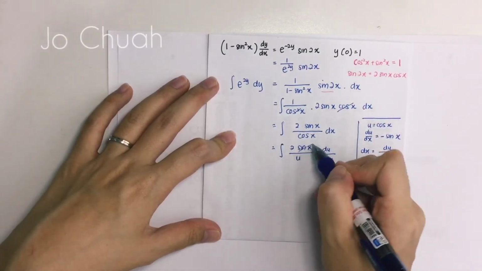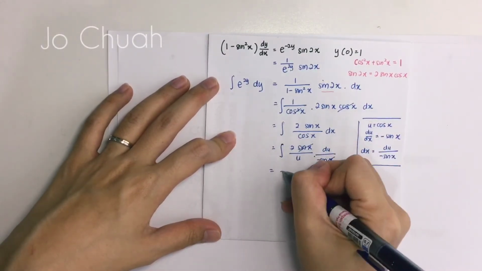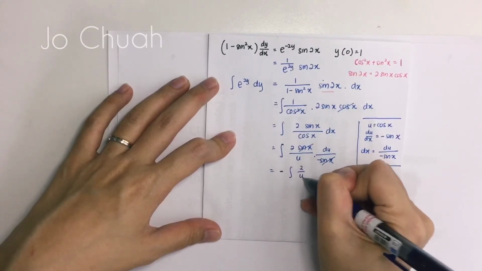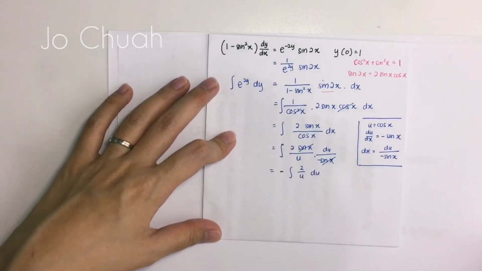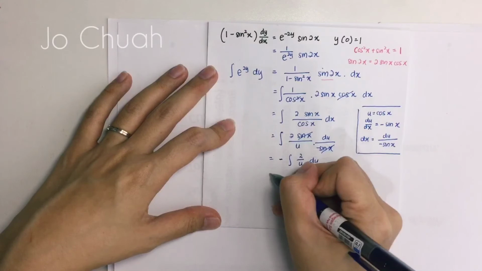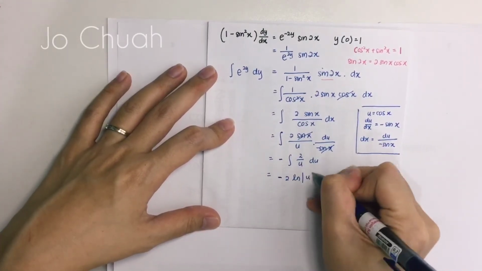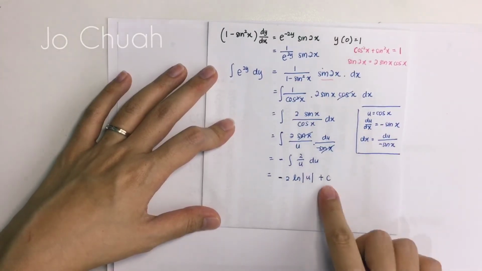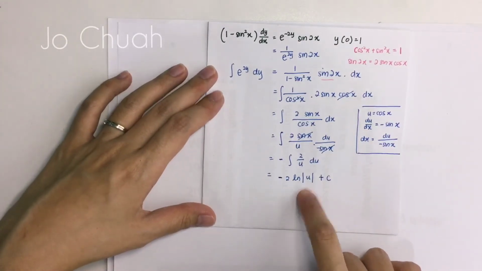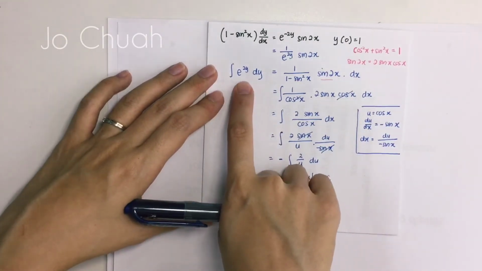Alright, so this one you can cancel out. You can have negative 2 over u du. Integrate it, you will have negative 2 ln modulus u plus c. We put a plus c on the right-hand side. Don't forget that you haven't integrated this part.